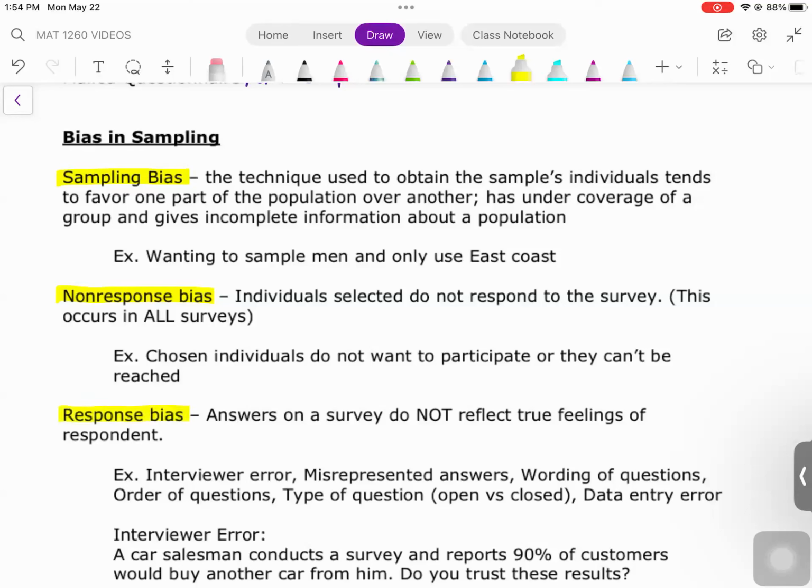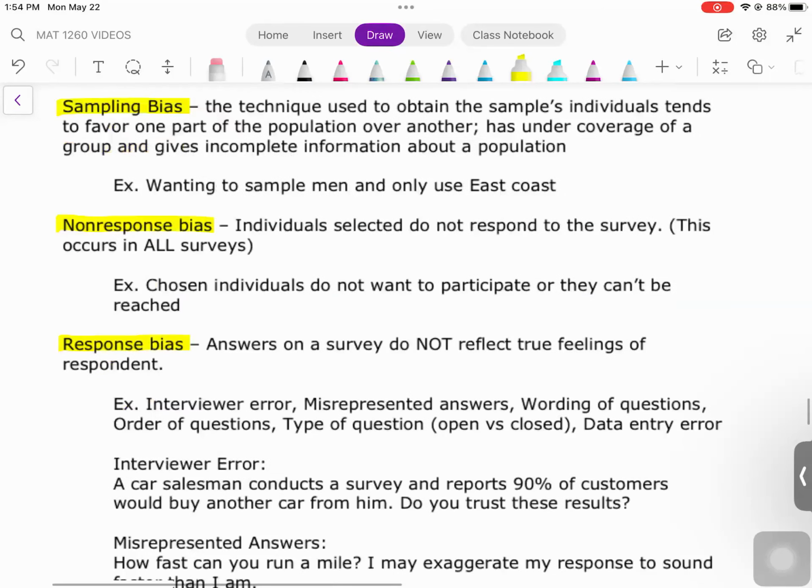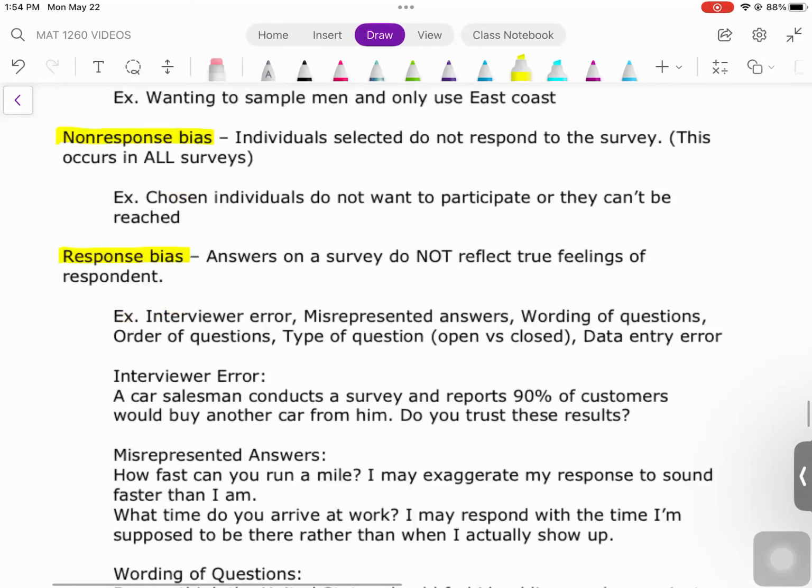Response bias is when answers on a survey do not reflect the true feelings of the respondent. Some examples of response bias include interviewer error, misrepresented answers, wording of questions, order of questions, type of question, and data entry.